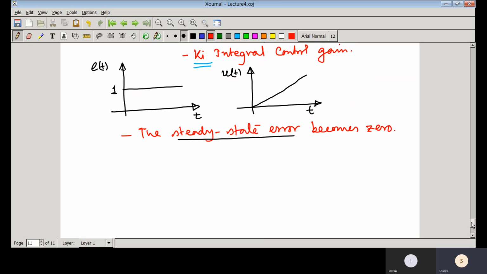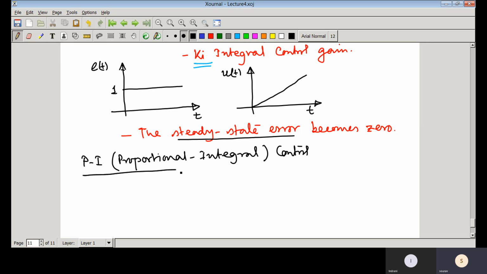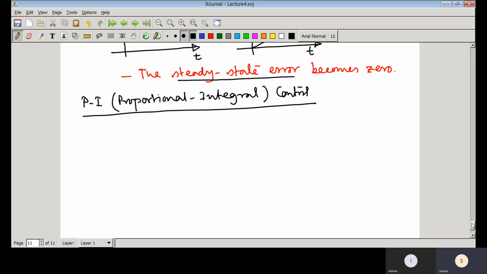So now you may ask one thing, why we are not using that proportional and integral controller together. Yes, we can use it. So this particular control is known as PI control, that is proportional integral control. So proportional integral control, that means in this case we will be using proportional and integral control together.